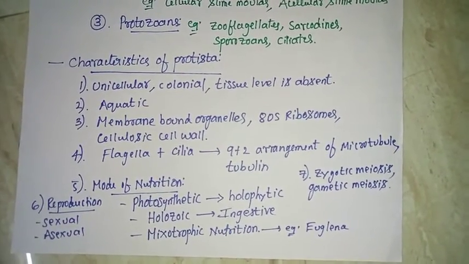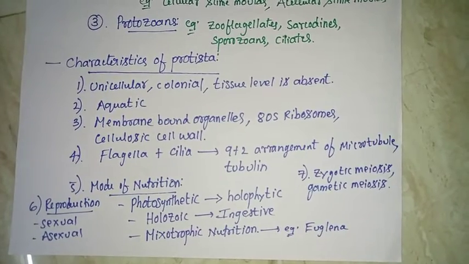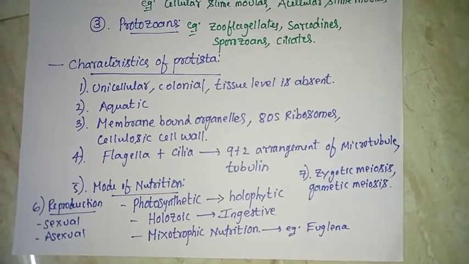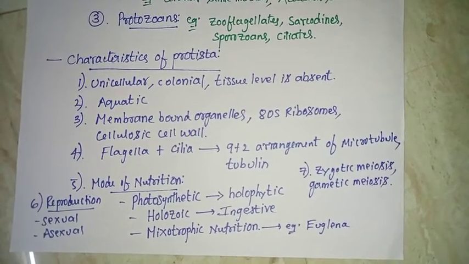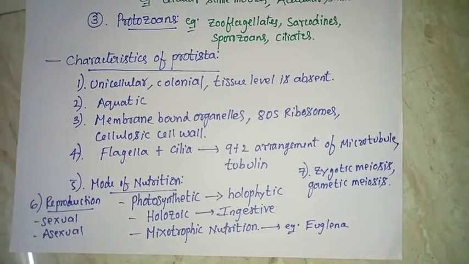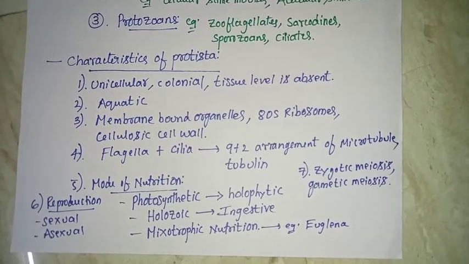Look at here, reproduction, the sixth point. It shows sexual and asexual reproduction. And coming to the seventh point, zygotic meiosis and gametic meiosis we can observe here.